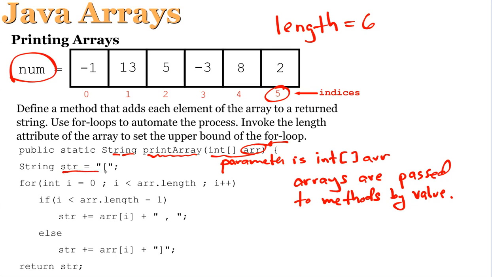First, we create a string with a left bracket. Then when we enter the for loop, it is going to count from 0 to 5 because i less than 6 has a maximum of 5. It will increment by 1.